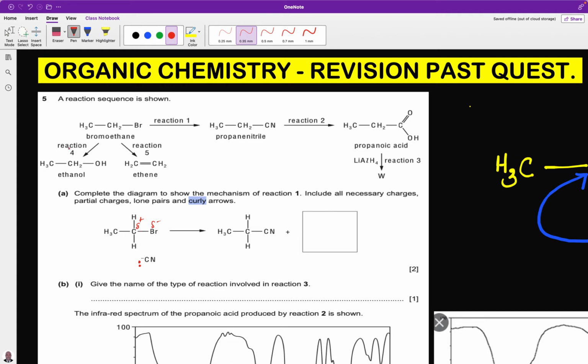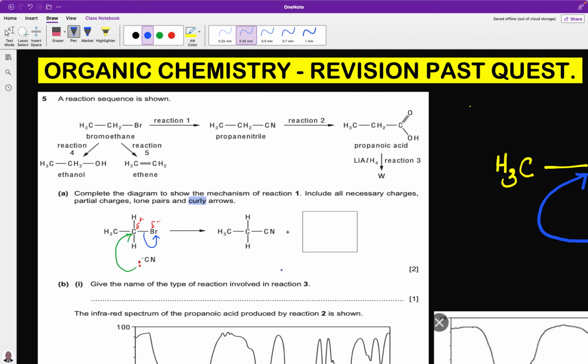So we indicate that using our curly arrows. We will have this here. That is how it goes. As the nucleophile approaches the partial positive carbon, what happens? Electrons are repelled towards the partial negative bromine. That is what is supposed to happen.